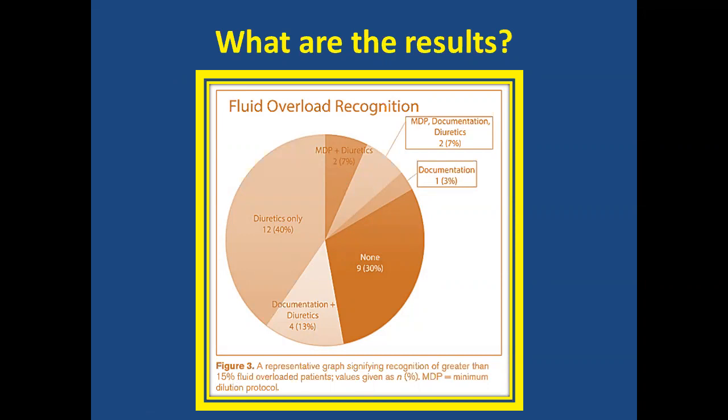So 7 patients had explicit documentation, and 14 patients seemed to be recognized based on surrogate markers, with the use of the dilutional protocol or the use of diuretics. So 14 patients had diuretics, and 12 were on diuretics only, while 2 were on the dilutional protocol plus diuretics. And so 21 patients out of the 30 were recognized as having fluid overload by clinicians, but around nine patients were already at 15% fluid overload and did not have any indications of fluid overload in their chart.